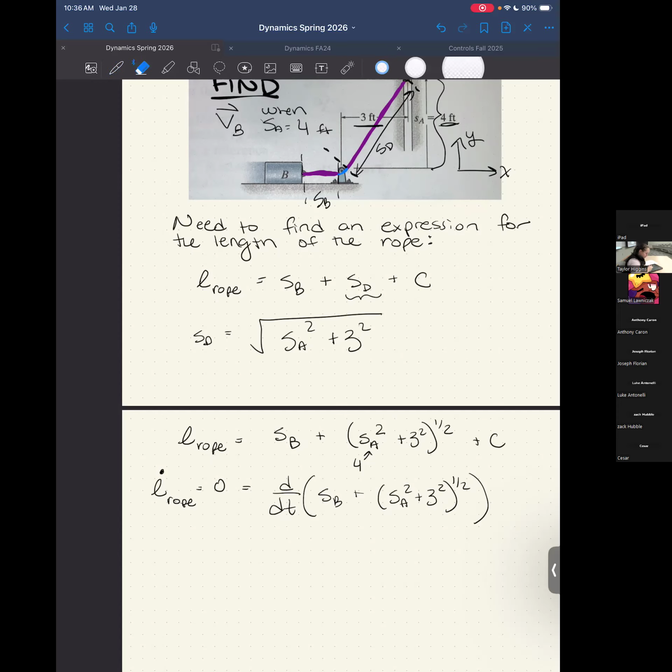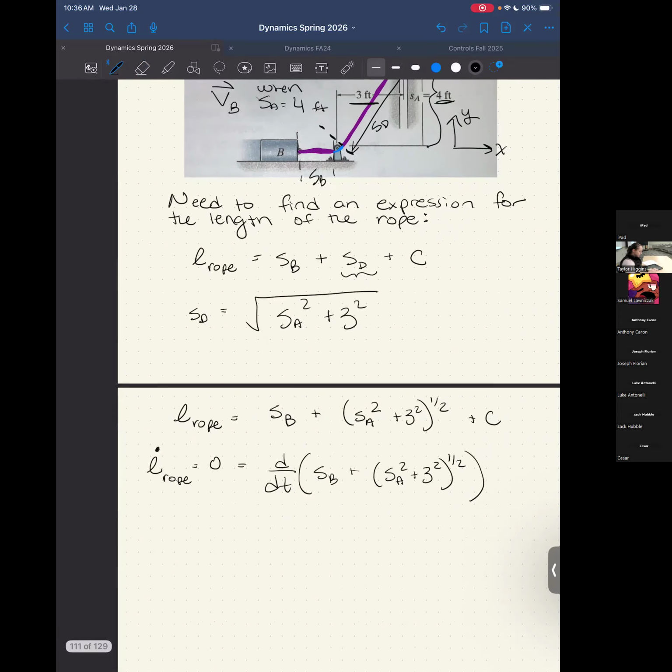So we do not want to plug that in instantly. We want to leave SA as a variable because we have to account for the fact that it can change over time. All right, cool. Thank you. Does that make sense? Yeah, no, that makes sense.